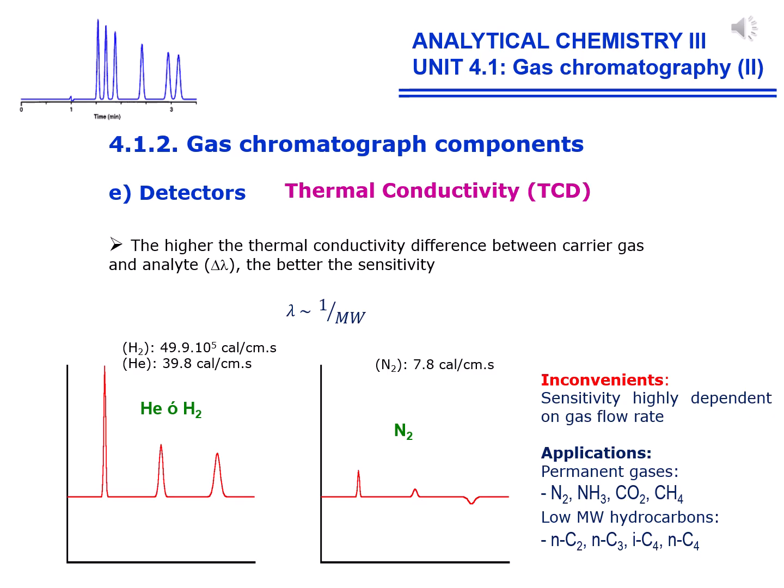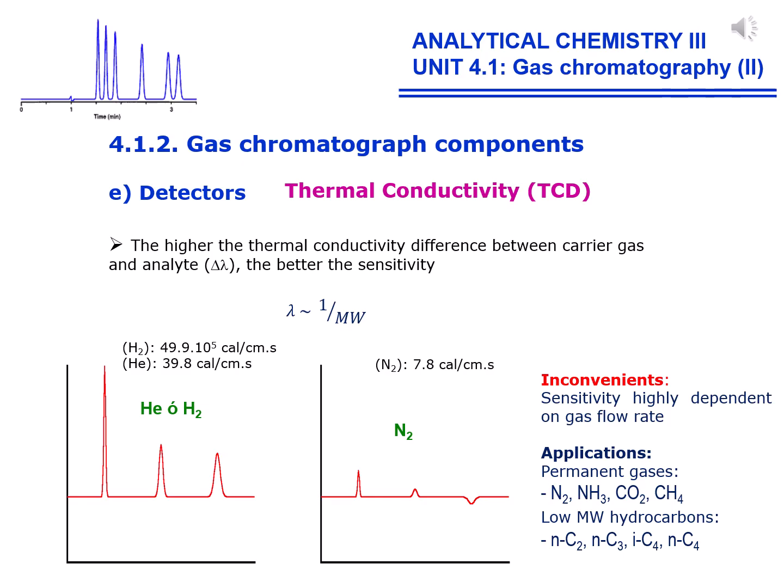Since the detector responds to changes in the thermal conductivity of the gas flow, it's desirable that the conductivities of the solute and the carrier gas be as different as possible. The thermal conductivity of a substance is inversely proportional to the molecular mass, so the lower the molecular weight of the carrier gas, the greater the response.